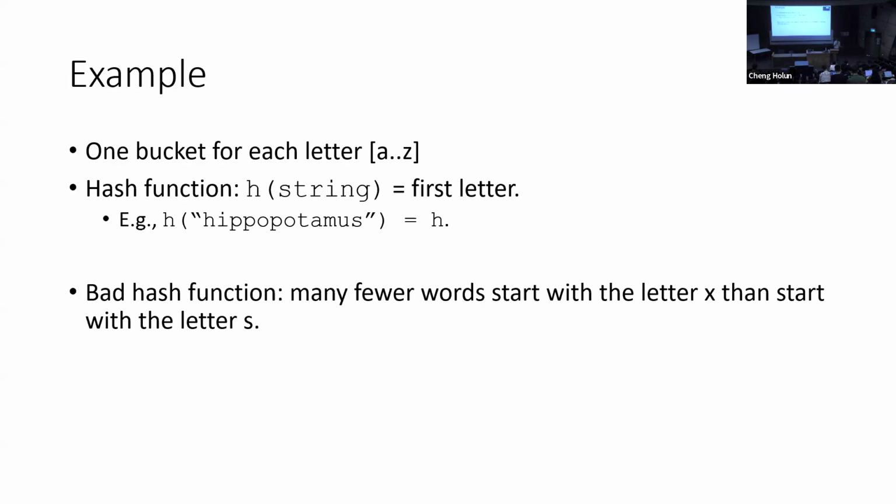Most English words start with S or T, and you only have very few English words that start with X or Z. If you look in a dictionary, you know. So that means the hashing function is not uniform.